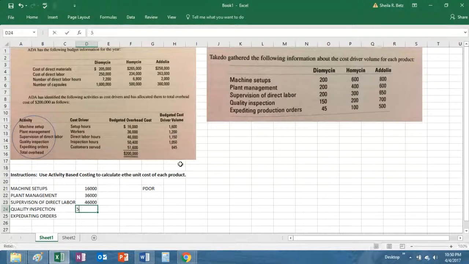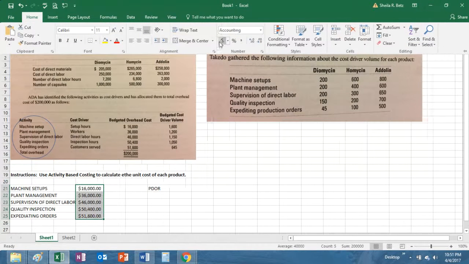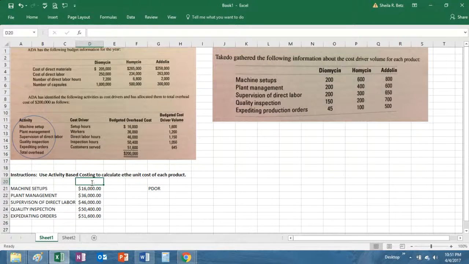Once again, this step will always be given to you. You will not be responsible for having to divide up the overhead cost. So once we have our cost and our cost pool, we're going to take it and we're going to divide it by the estimated activity.